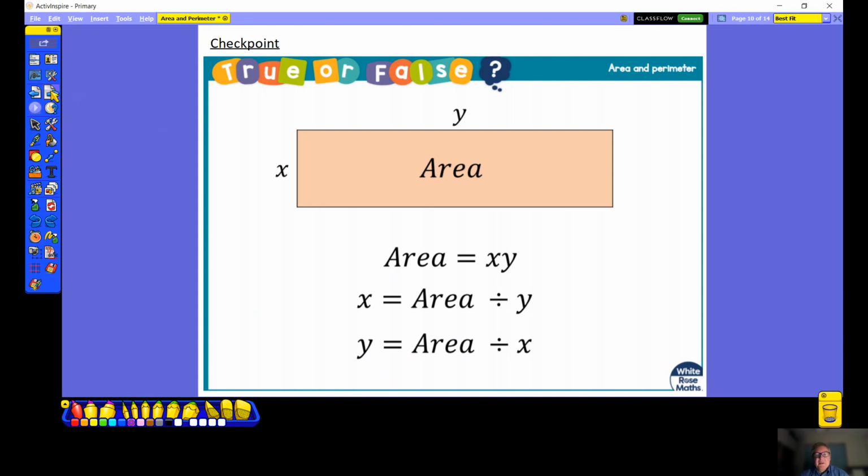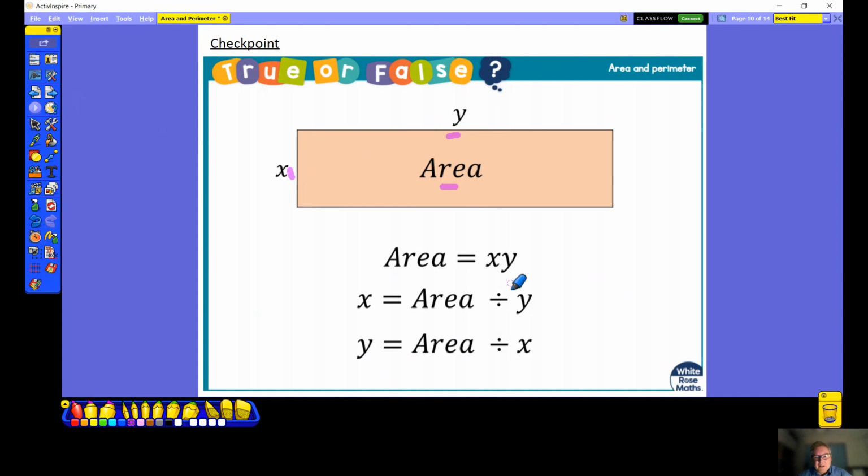Checkpoint. So this will just check your understanding, and it will help you decide where to start the maths lesson, the independent stage of the maths lesson. We have area, and then these are just labelled y and x. So rather than having numbers, it's just a generic xy. It's quite common. And area equals xy. So what that's really saying is area equals x times y.